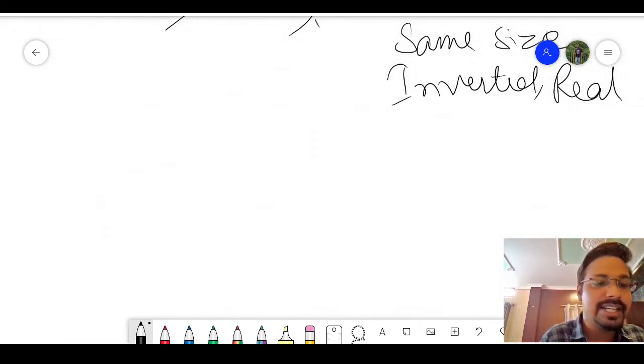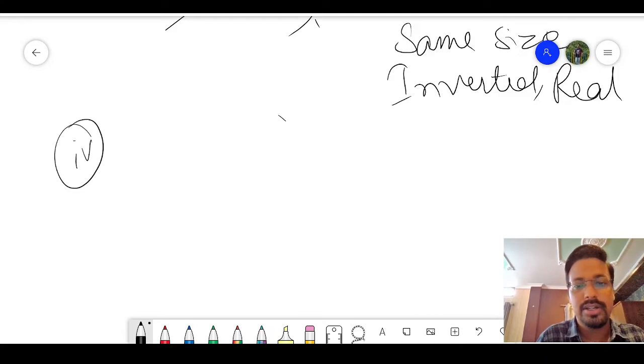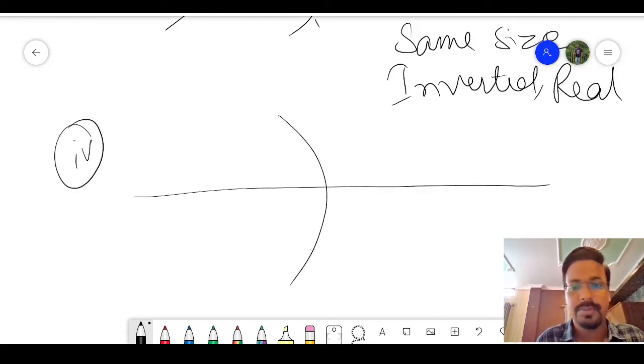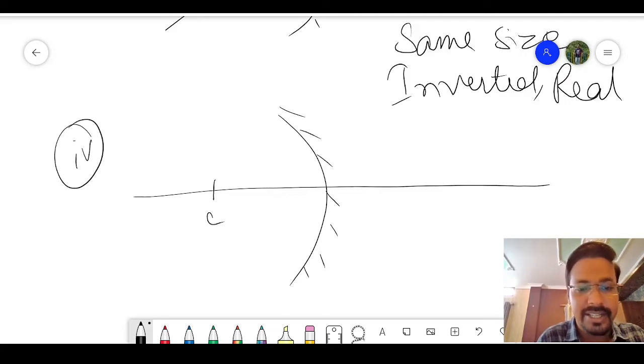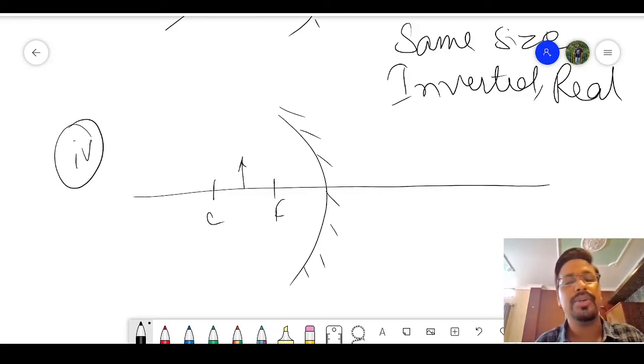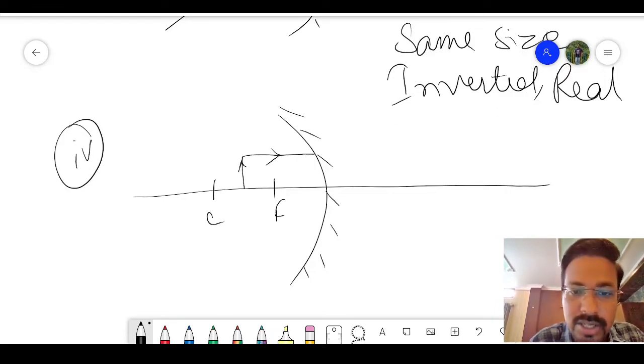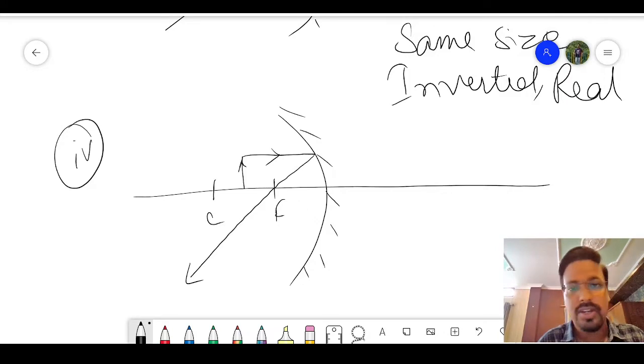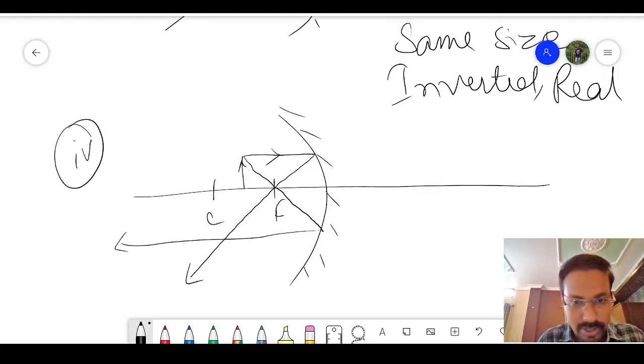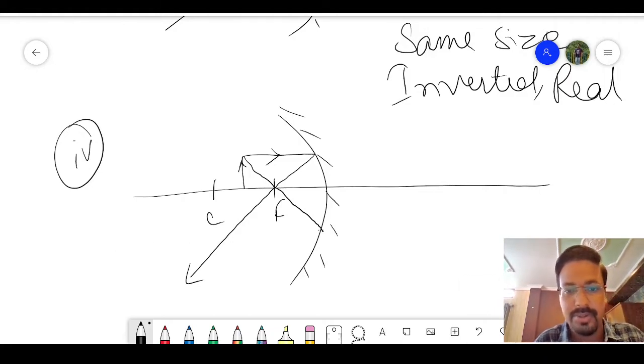Let's draw the next diagram. Here is our principal axis. I'm drawing it freehand, okay, so that you can just get the idea of how to draw. This time we will place the object between center and focus. So again, a ray parallel to the principal axis will obviously pass through the focus, and a ray that passes through the focus after reflection will become parallel to the principal axis. Okay, this diagram is not right. Okay, let me do it properly.